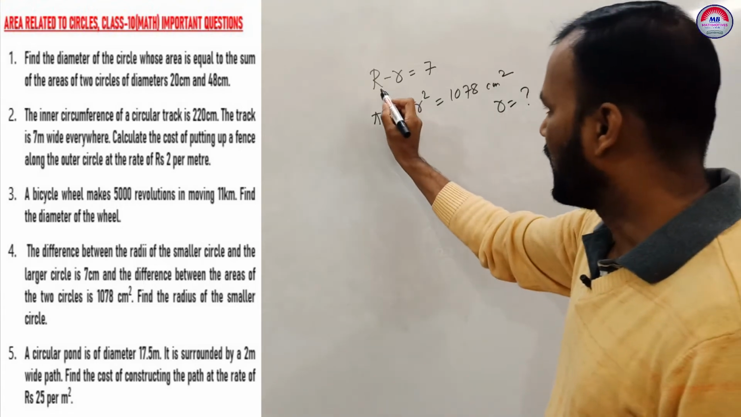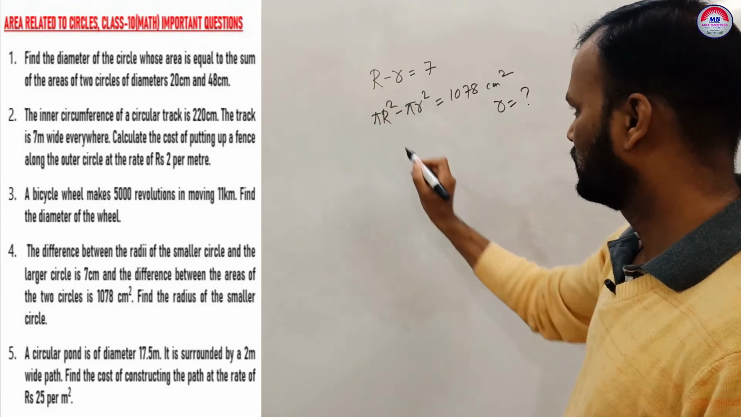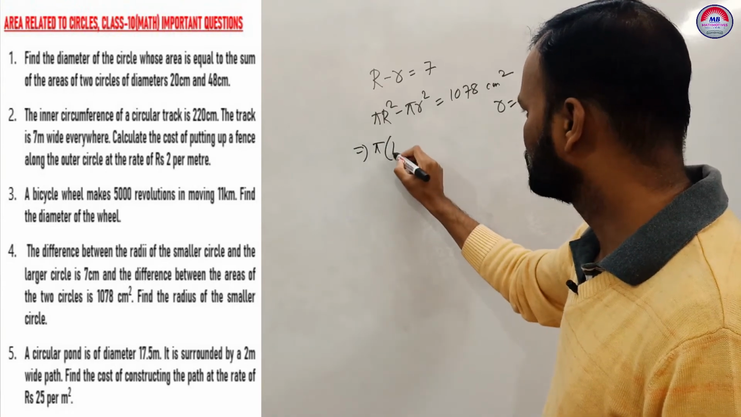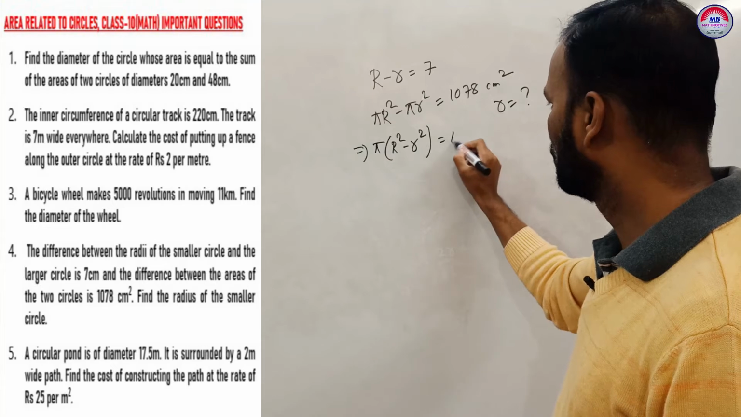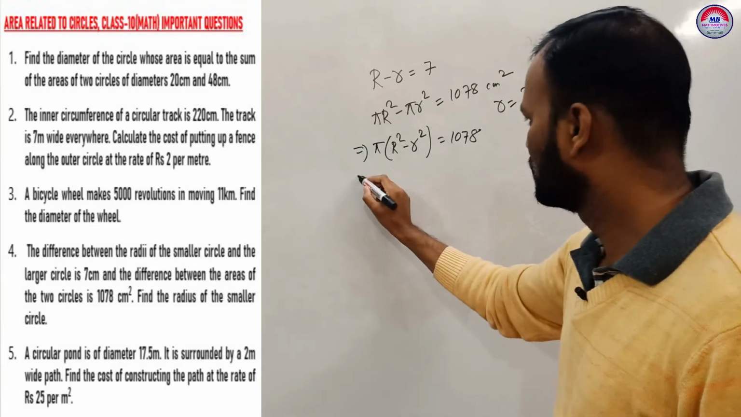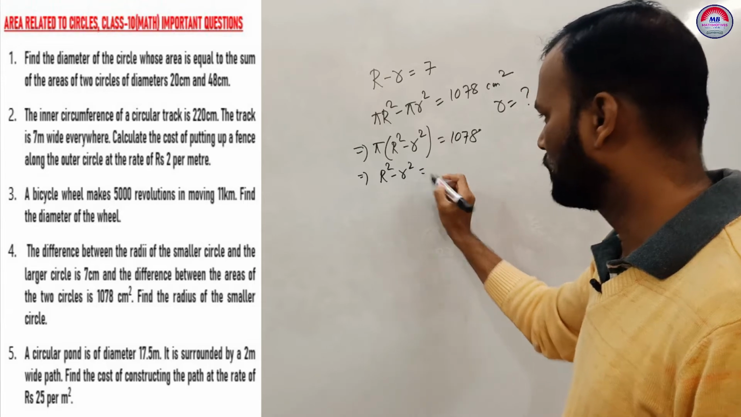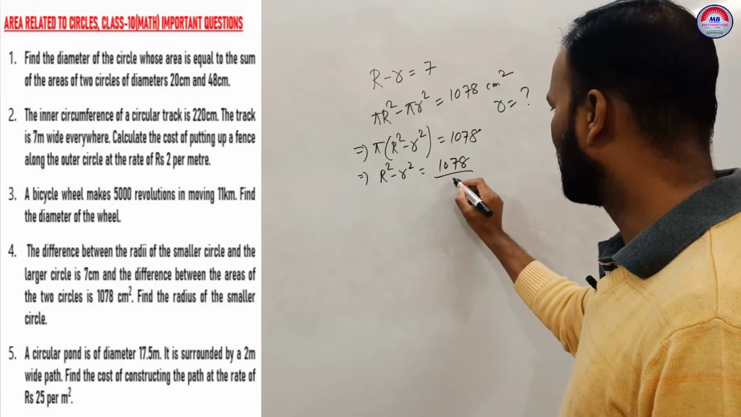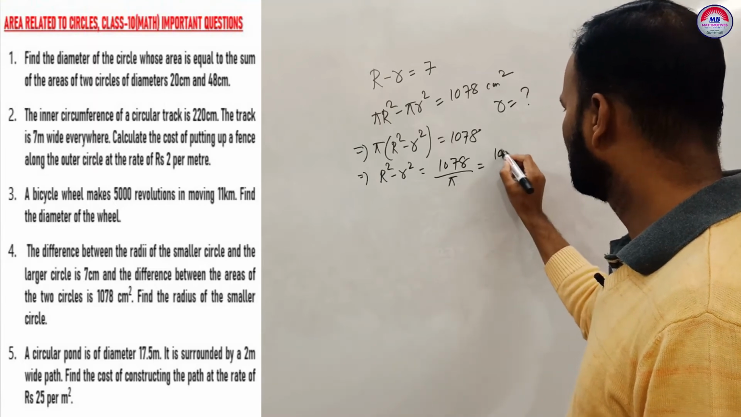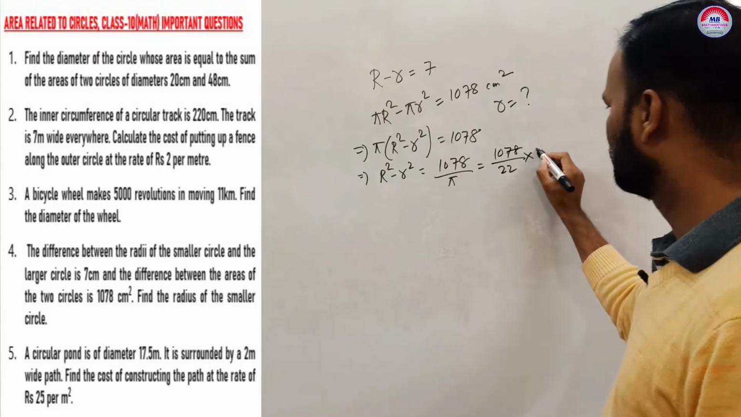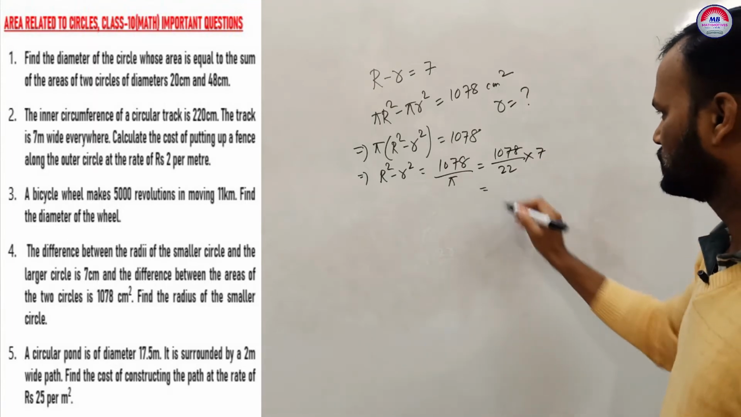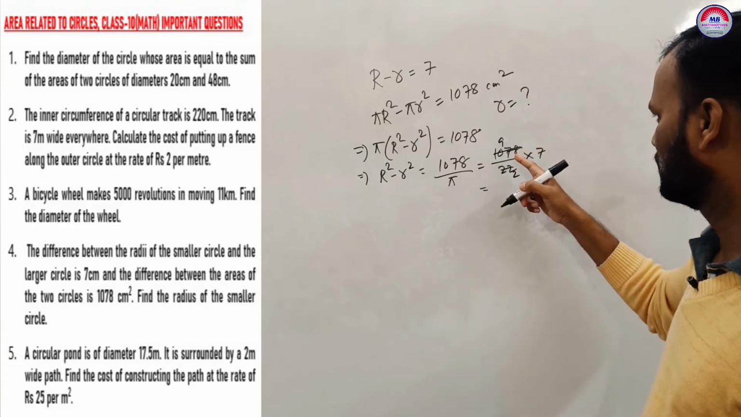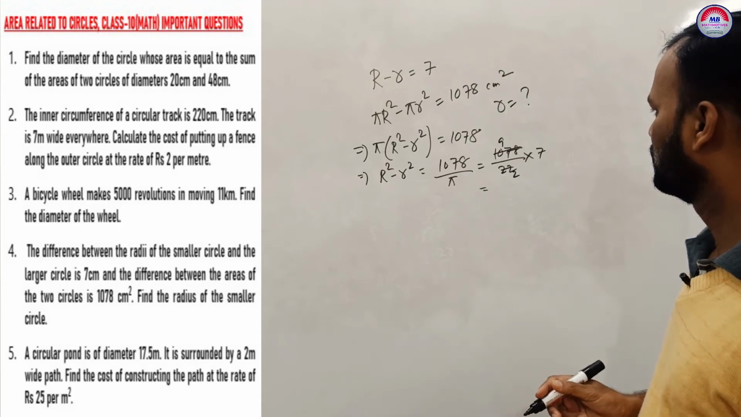Now you see, capital R minus small r is given 7, and the difference between the areas is 1078. So here you can take pi common, so pi into capital R square minus small r square equals 1078. Then capital R square minus small r square is equal to 1078 upon pi. What is the value of pi? 1078 divided by 22 by 7. So divide by 22, multiply by 7. Now you see 11 2, 11 9, 99, 99 88.